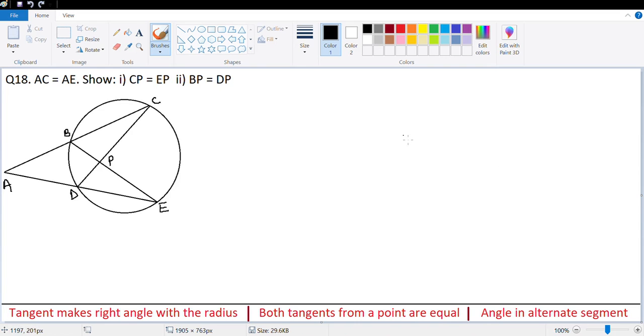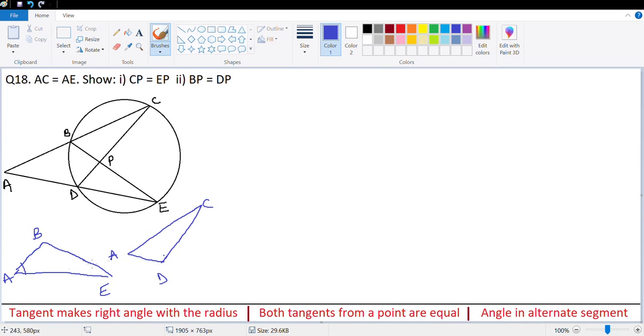It says AC is given equal to AE. We need to show that CP is equal to EP. We need to identify certain triangles which we'll have to prove congruent to be able to prove something equal. So let's look at this first triangle, which is ABE. I will draw this triangle separately so that I am able to identify each side, and I will look at triangle ACD. Perfect. So this is ADC.